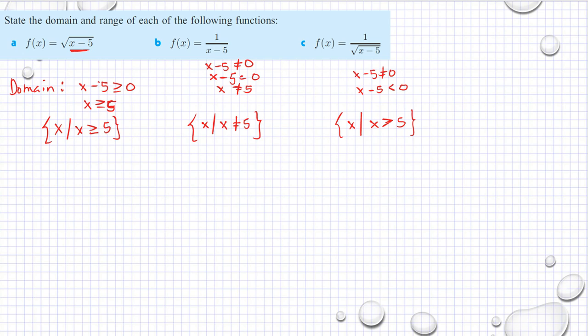Okay? Now it is the range. Let's see. The range, as you can see here, if my x is equal to 5, then I have 0. It should be x is greater than or equal to 5. So when x is equal to 5, then I have 0. So my range now is y. The smallest should be such that y is greater than or equal to 0. Not more than that. Okay? Not less than 0.